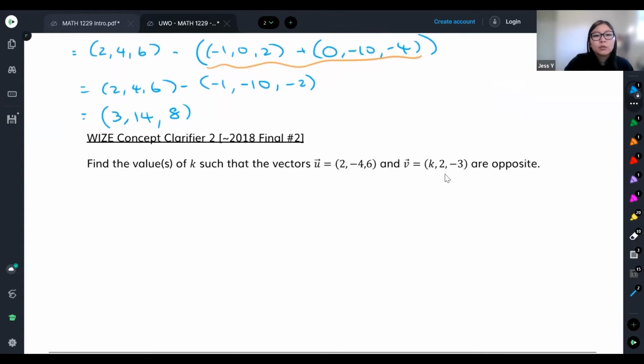All right, question number 2. I think this was from, I can't remember, summer or winter final exam. So they told us that we have two vectors u and v, and they're asking us to find the values of k, so there's this k such that these two vectors are opposite. So if they asked you to find the value of k or c, usually what we want to do is have some kind of equation set up, okay?